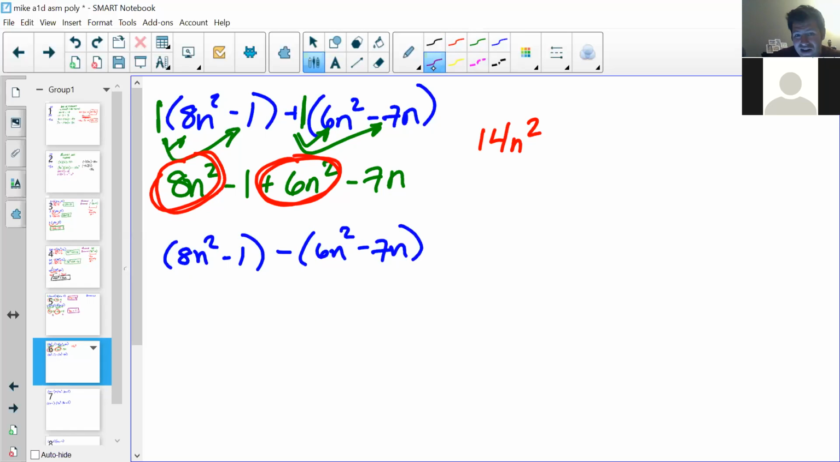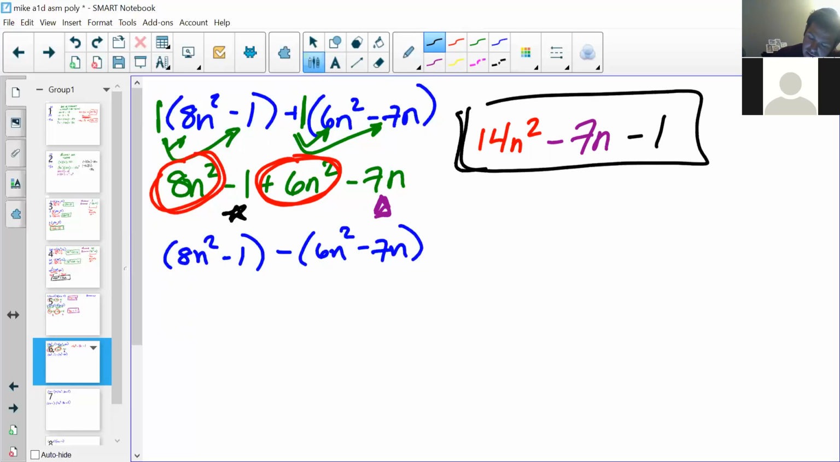I have a -1 and a -7n left. Those are not like terms. And again, I want to try to put this in descending order as much as possible. So I have my -7n first. And then after that, I'll go ahead and put in my -1 as a constant in the back end. So if you look over here, I have 14n squared minus 7n minus 1.